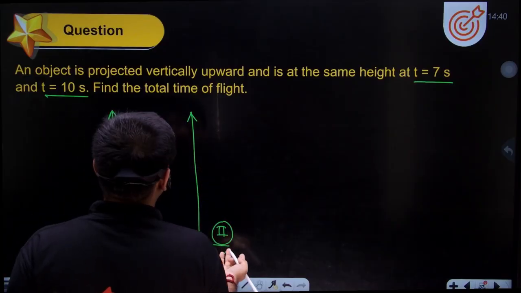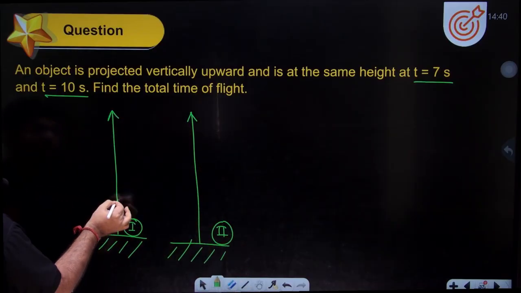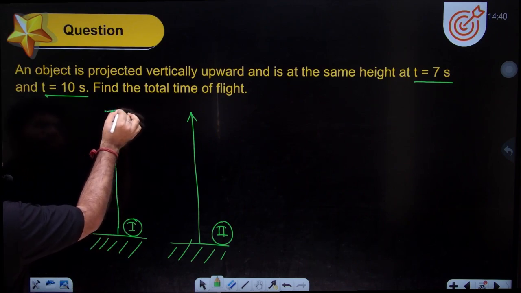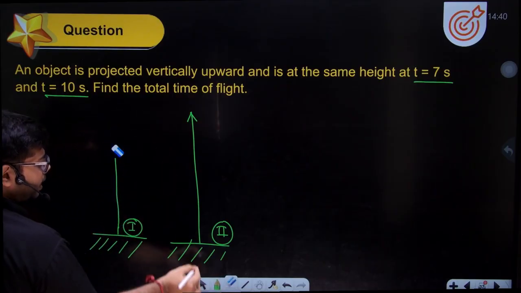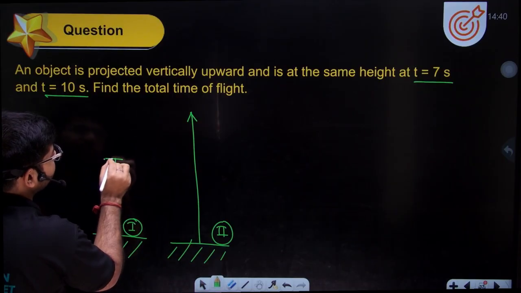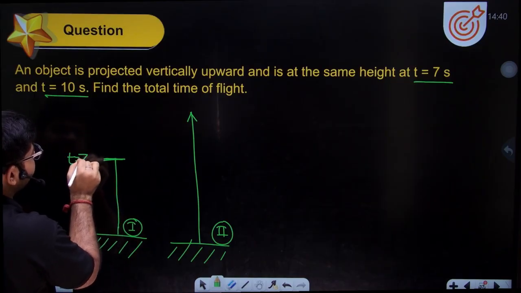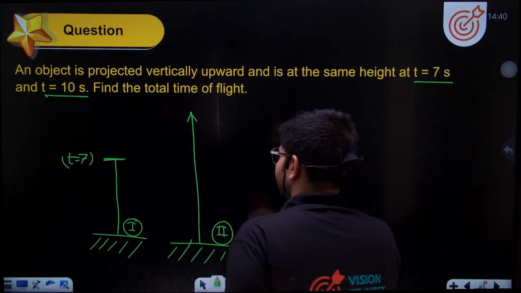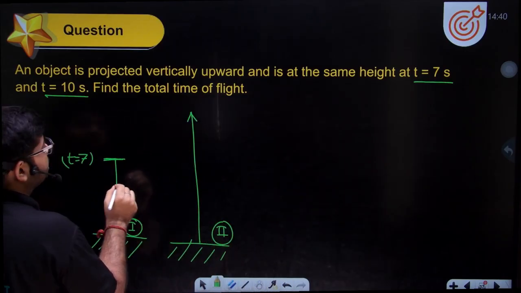मतलब हो सकता है कि ऑब्जेक्ट 1 को मैंने फेंका तो ये क्या किया, इतना हाइट कवर किया, ठीक है, या फिर हम थोड़ा सा छोटा बनाते हैं इसको. ये क्या किया, इतना हाइट कवर किया. यहां पे है एट t is equal to 7. अब इसको देखिए, ऑब्जेक्ट 2 को देखिए. ऑब्जेक्ट 2 क्या कर रहा है, देखिए एट t is equal to 10.